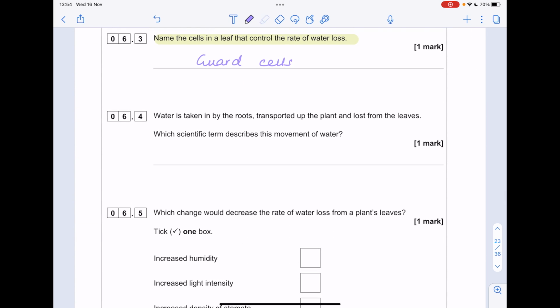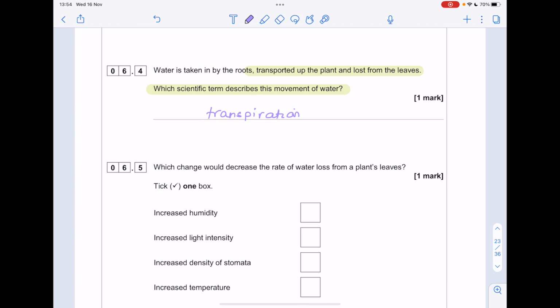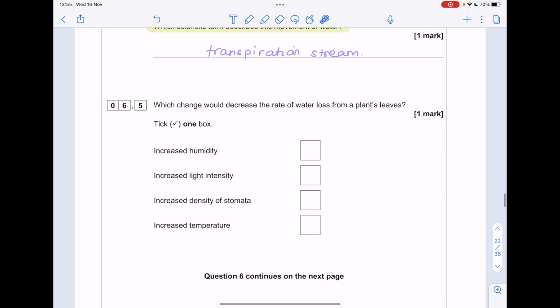Water is taken in by the roots and transported up the plant and lost from leaves. Which scientific term describes this movement of water? This exact movement is known as the transpiration stream, because the attraction of those water molecules within the xylem and their loss from the leaf helps draw more water up from below, which is why it's called a stream.